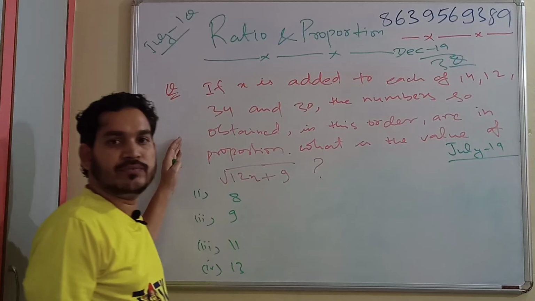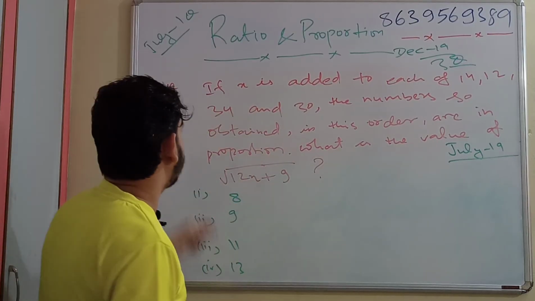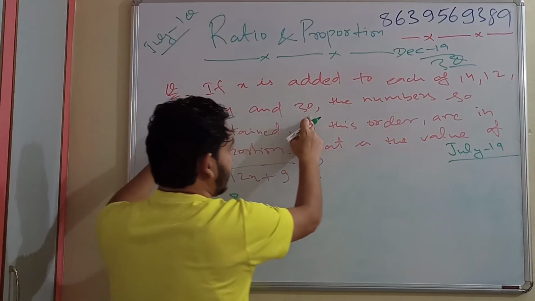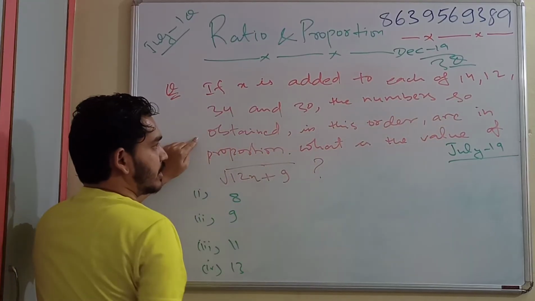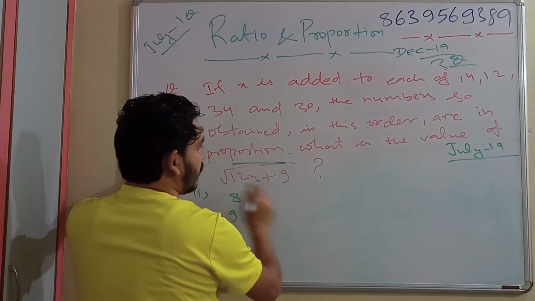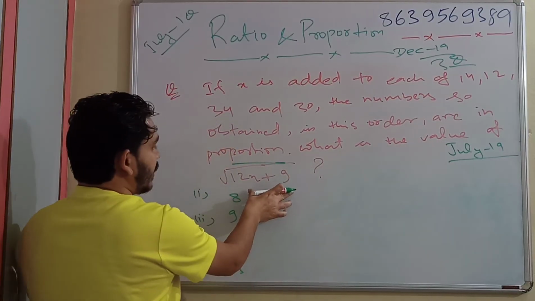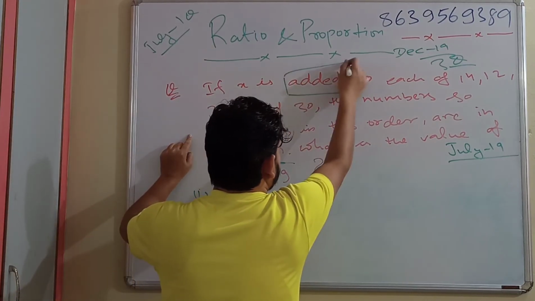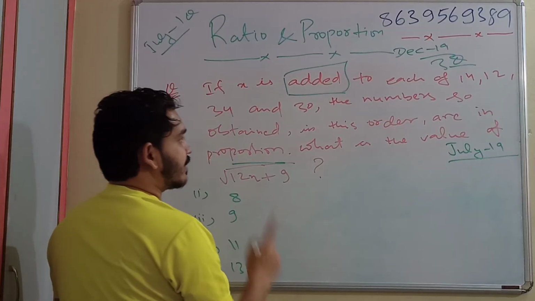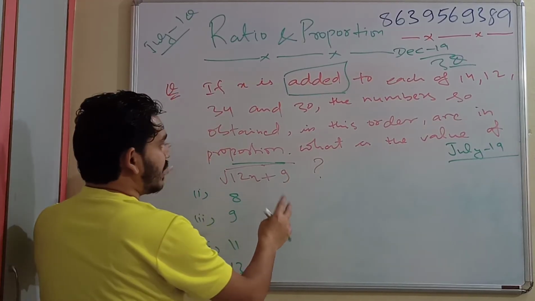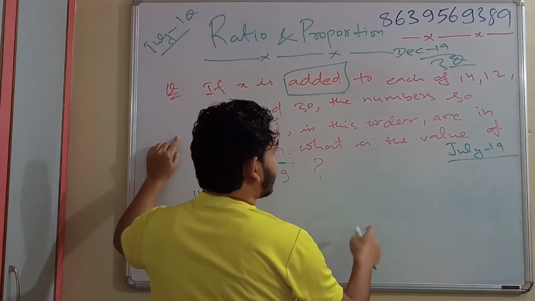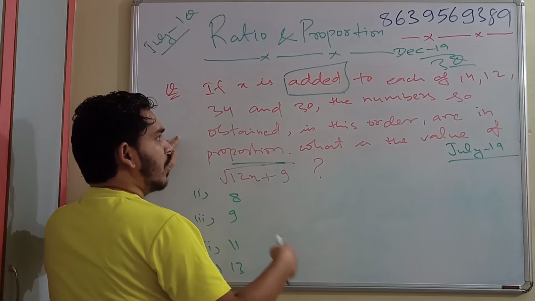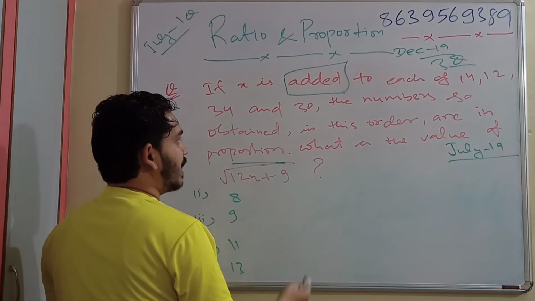Okay, this is one question which was asked in July 19. If x is added to each of 14, 12, 34 and 30, the numbers so obtained in this order are in proportion. Now what is the value of the square root of 12x plus 9? The number to be added will possibly be an integer value. We will not be able to find it directly because there are so many possibilities. That number can be 1, 2, 3, 4 or 10, 15. The possibilities will be infinite.